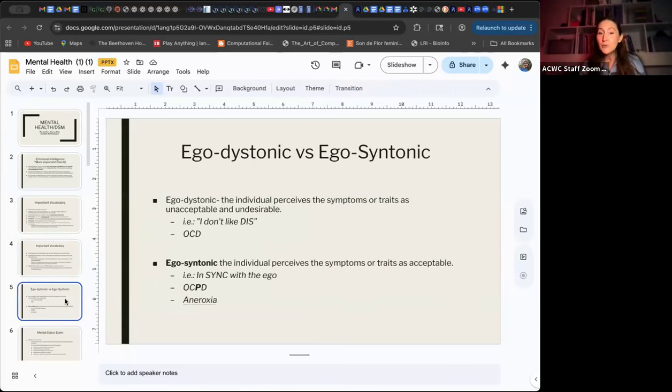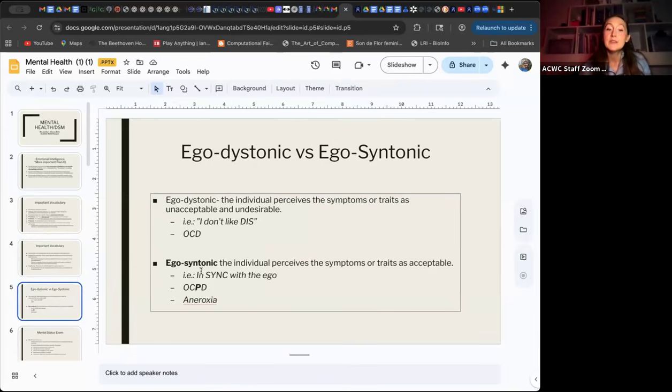Now, some more important words that can definitely show up, like I've seen these frequently, would be ego dystonic and ego syntonic. So if it's ego dystonic, I like how Coach Jen says this: I don't like this, I don't like it. So it's like OCD. The person knows they have it, they're very aware, and they're miserable. A lot of times they want to get help.